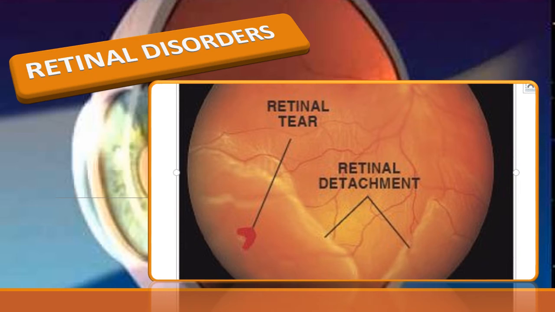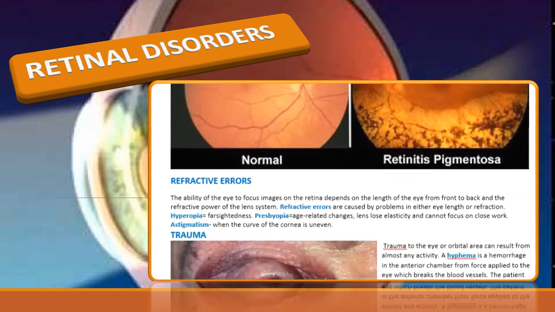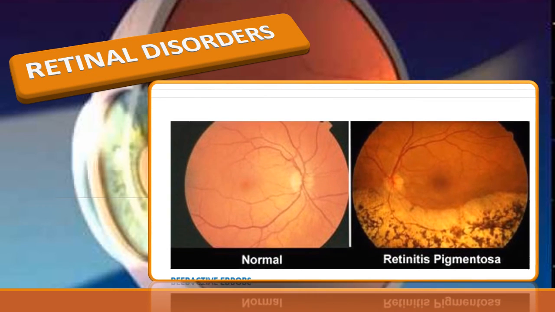Okay, the next retinal disorder I want to talk about is retinitis pigmentosa. Retinitis pigmentosa is a condition in which your retinal nerve cells degenerate. There's a picture there of the normal retina, and then you can see the retinitis pigmentosa in that picture.